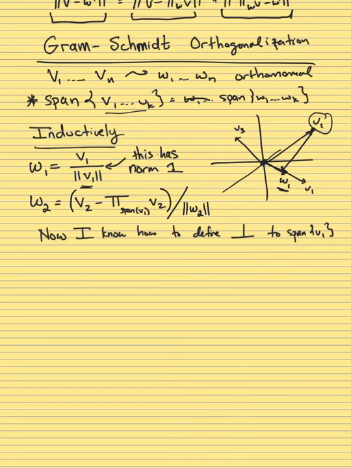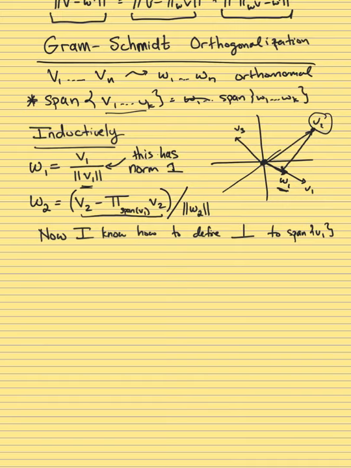Okay? So you can check, the only thing you have to worry about is whether you're dividing by 0, but the only way that this could be is if v2 is in the span of v1, and that's not going to be true by assumption.